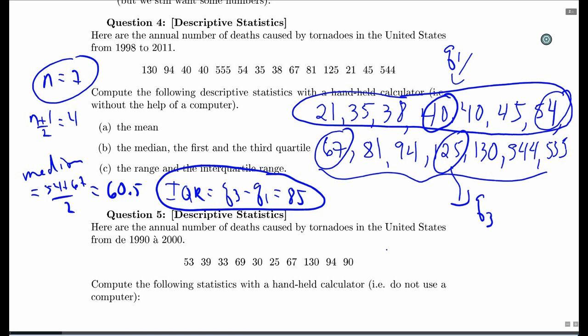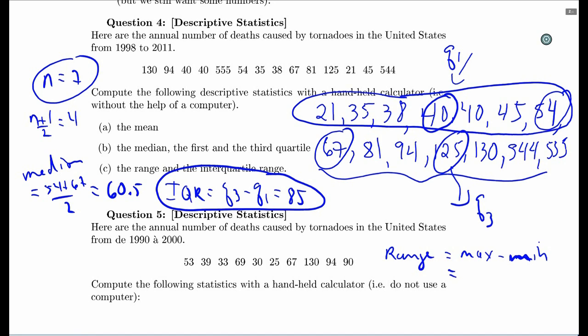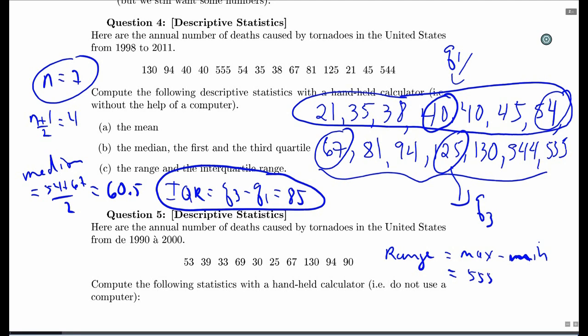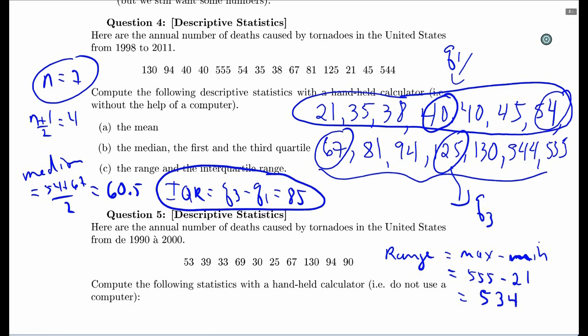And then to get the range, what I need to do is simply look for the max, and I'll compare it to the minimum. So this is a range of the interval over which all my values fall. So here I have 555, and then I take away the lower value, which is 21, so I end up with 534. So this is the range. Alright, so this is how you compute the median, the quartiles, the interquartile range, and the range.